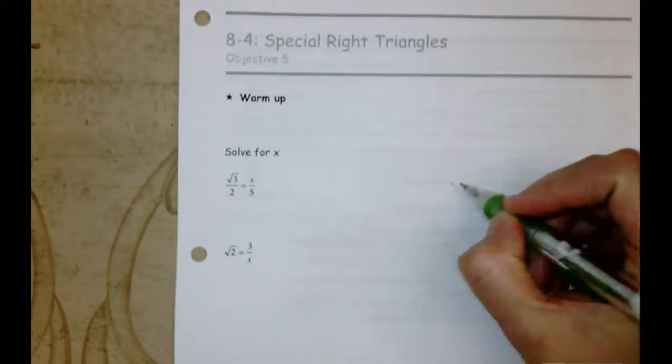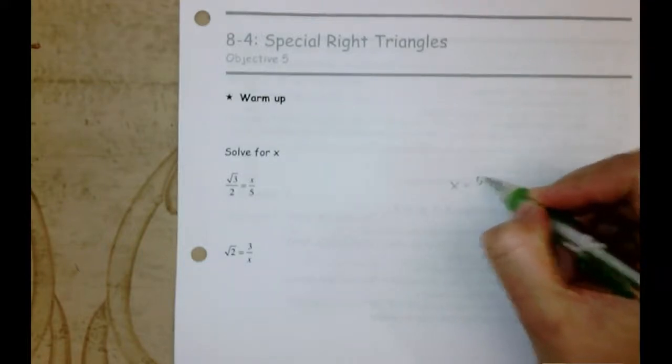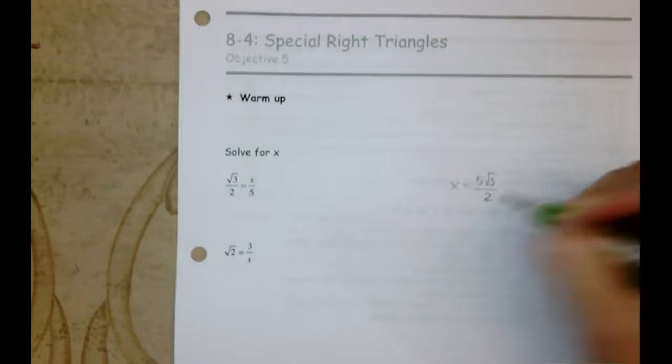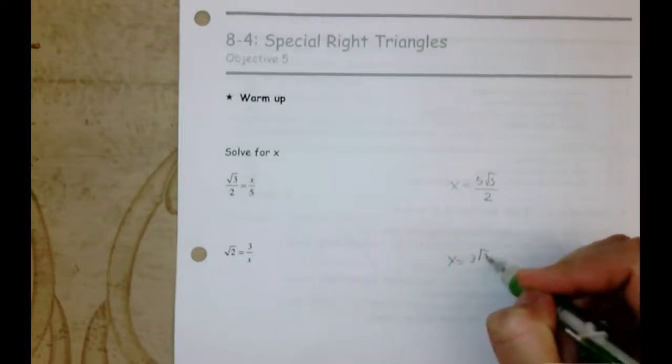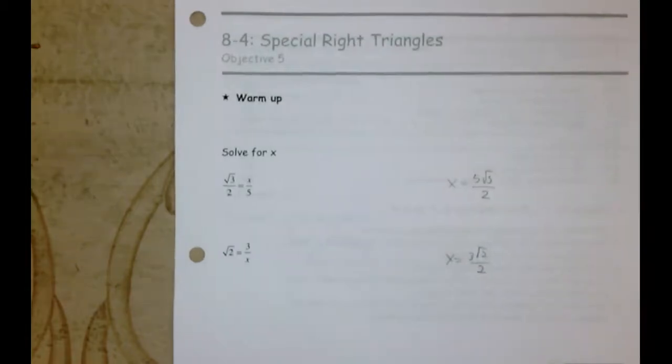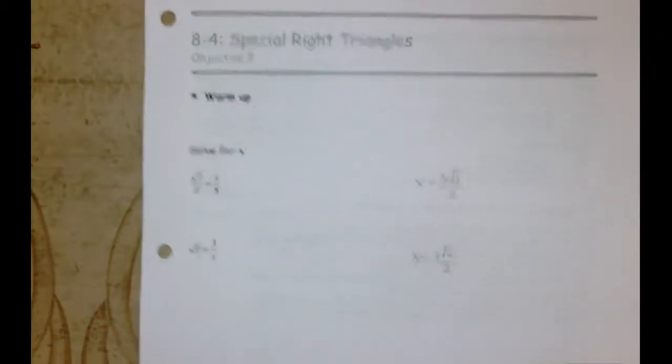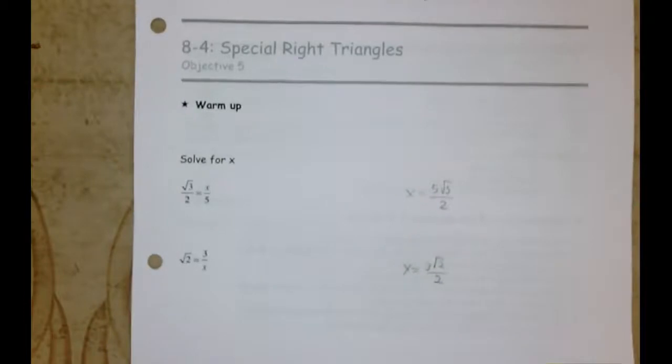Alright, so you can do this one, right? I'm just going to write the answer here, so you just try to get there. Okay? And this is 3 root 2 over 2. Okay? Make sure you can do these. You've got to be able to solve these very fluidly to be able to do this section.